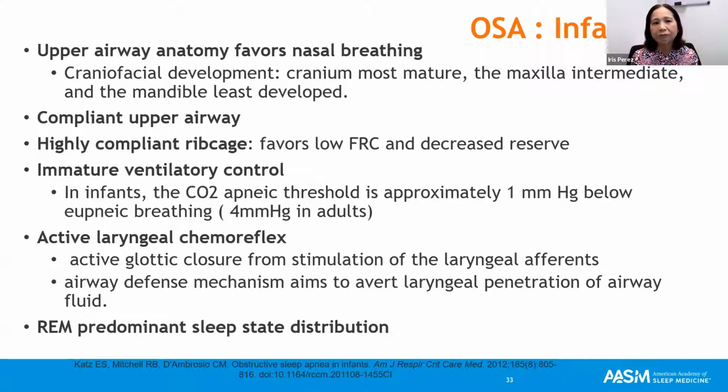They have a highly compliant rib cage, which favors low functional residual capacity, decreased reserve, and predisposition to more severe hypoxemia. They have immature ventilatory control. Of note, infants have a CO2 apneic threshold that's approximately 1 millimeter of mercury below their eupneic breathing, in contrast to 4 millimeters of mercury in adults. Infants have an active laryngeal chemoreflex, which results in active glottic closure from stimulation of laryngeal afferents, and infants have REM-predominant sleep state distribution.